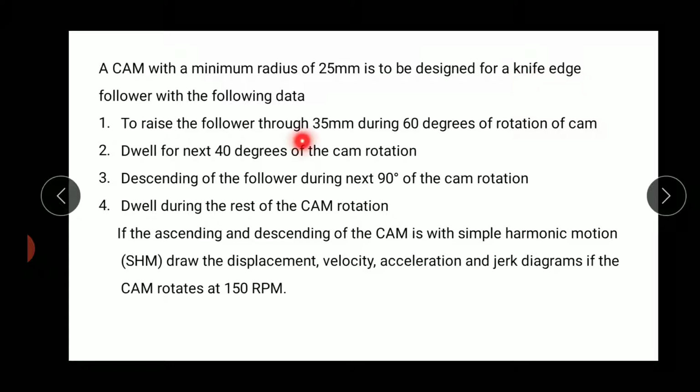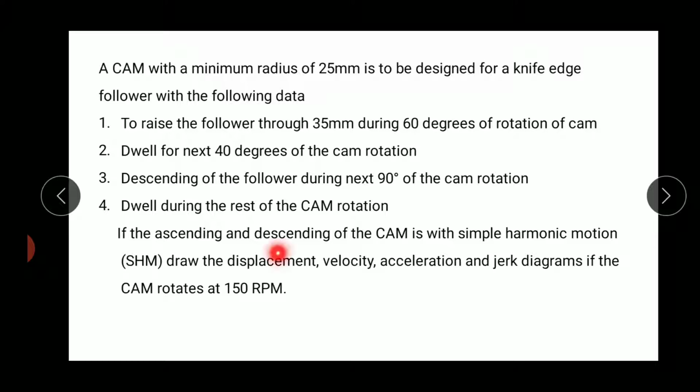To raise the follower through 35 mm during 60 degrees of rotation of cam. So 35 mm is the displacement of the follower, S, that is given. 60 degrees of rotation of the cam, so the outstroke angle is given as 60 degrees. Next 40 degrees are dwell, so the dwell angle is given, and the return stroke angle is also given as 90 degrees. So the angle turned during return stroke is 90 degrees. Dwell during the rest of the cam rotation, so the remaining angle is dwell.